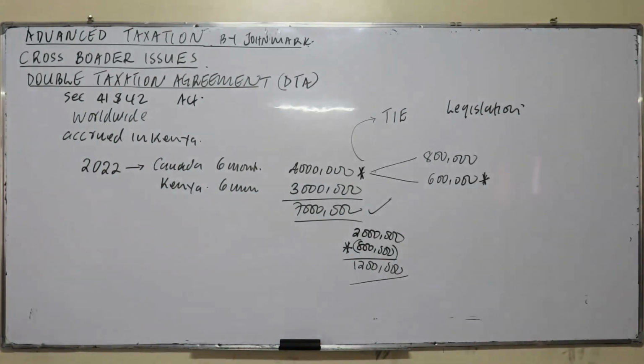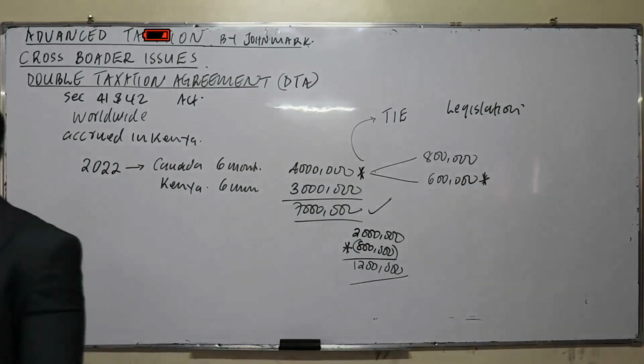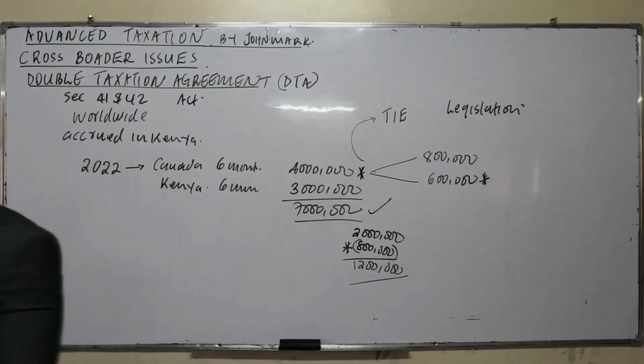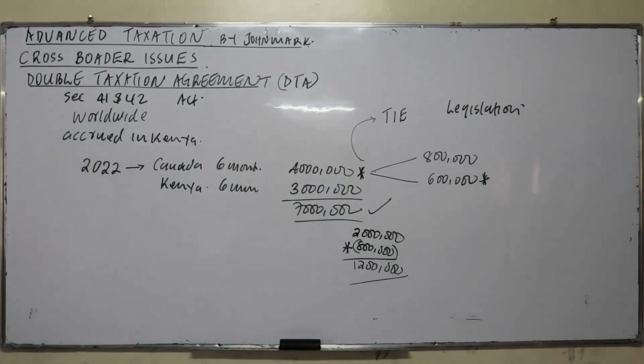Assuming you have no knowledge that you are supposed to claim a relief. Then after 2 or 3 years, you meet your CPA friend, and he informs you that, no, you are supposed to make a claim for the double tax relief. We have a double tax agreement with Canada. And then we realize that I paid 2 million, I was supposed to make some claim.